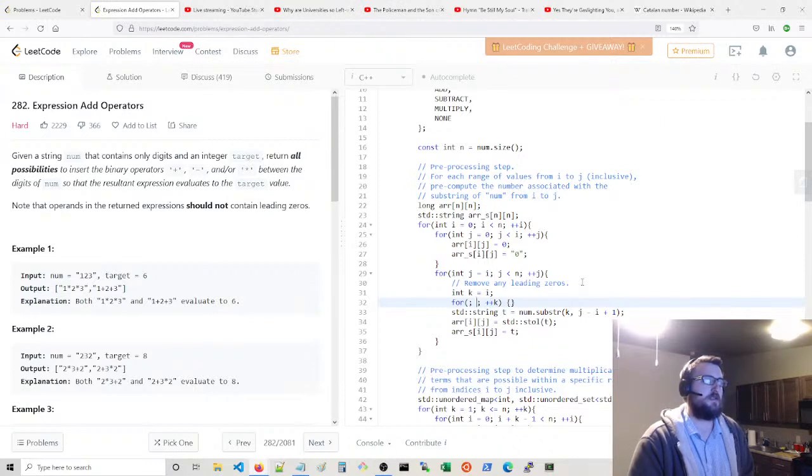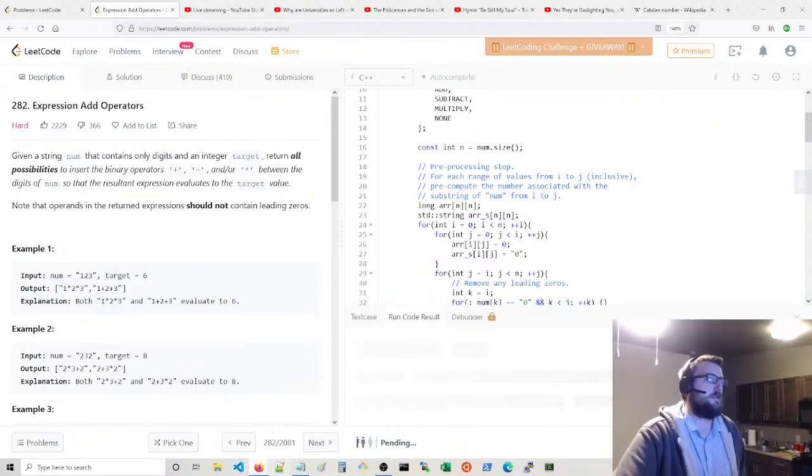k could be I, and as long as k is less than j. Yes, we don't want to go past the end. k is less than j, and we could check here, s or num of k is equal to 0. Something like this. And that gives the substring. I think that'll handle the leading zeros.